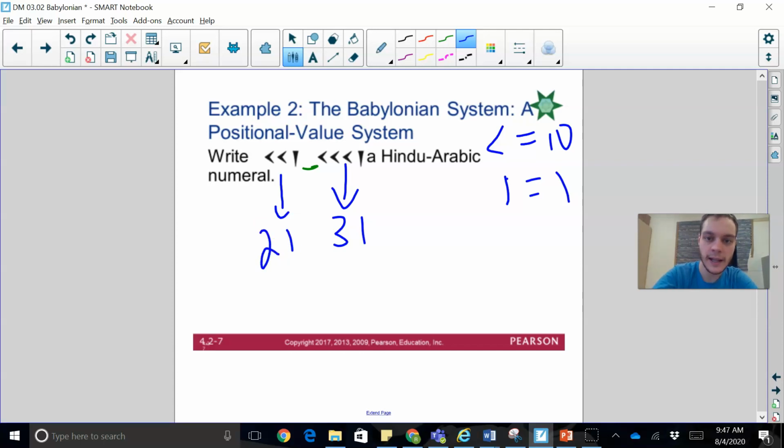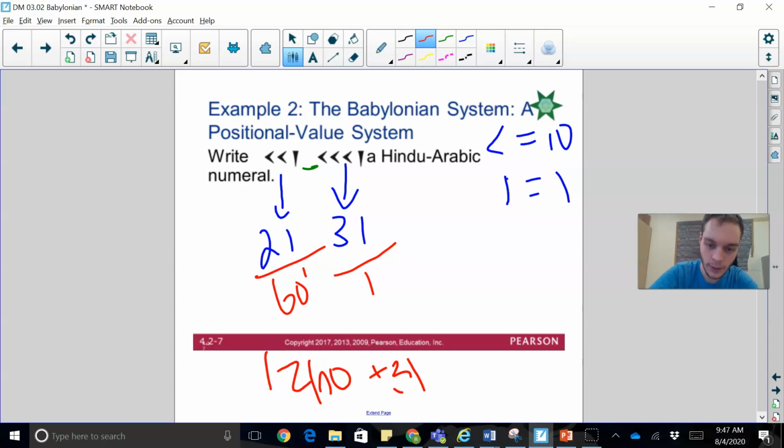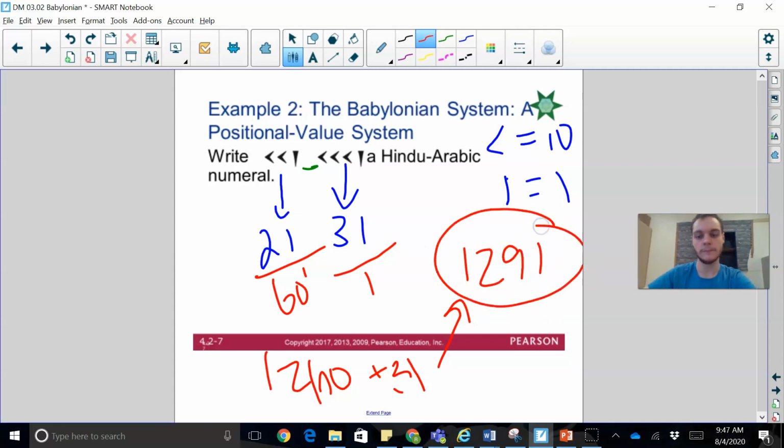Because there's a gap, that means there's a positional change. So this one gets multiplied by 60 to the 0, which is 1, and this one gets multiplied by 60 to the first. So 60 times 21 is 1260, plus 31 gives me my final answer of 1291. You can think of this break here like a plus. We know we have to add them.